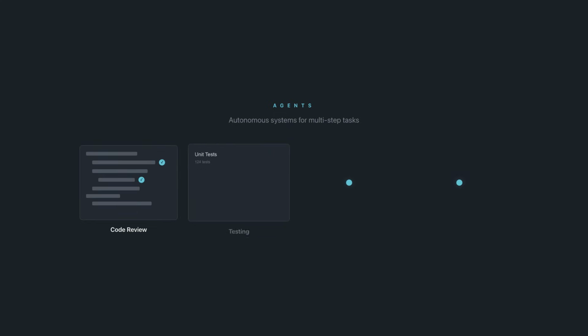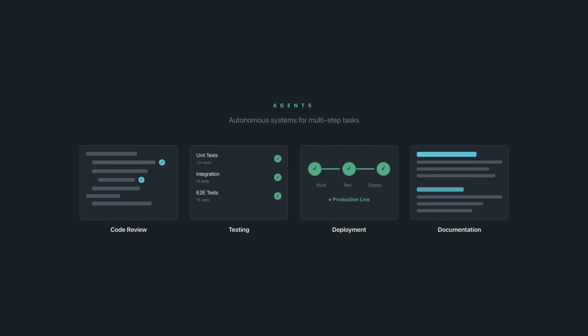Looking ahead, a new category is taking shape: agents. These are autonomous systems designed to execute multi-step tasks with minimal human intervention. Early applications are appearing across code review, testing, deployment, and documentation workflows. The infrastructure is being built to support them.